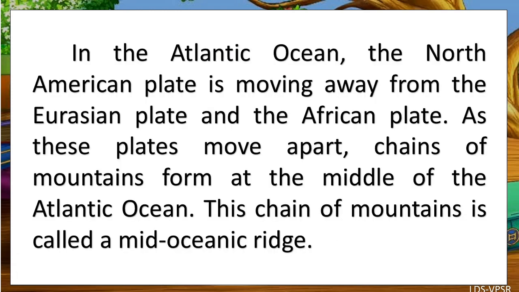In the Atlantic Ocean, the North American plate is moving away from the Eurasian plate and the African plate. As these plates move apart, chains of mountains form at the middle of the Atlantic Ocean. This chain of mountains is called the mid-oceanic ridge.